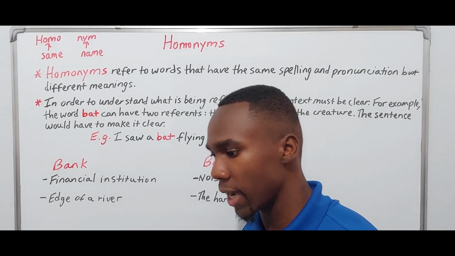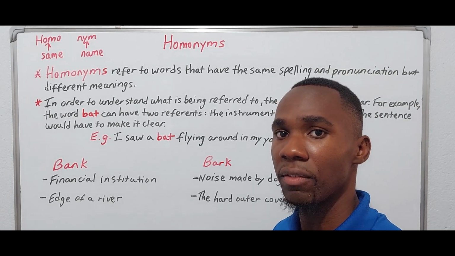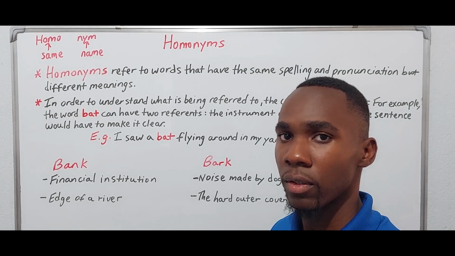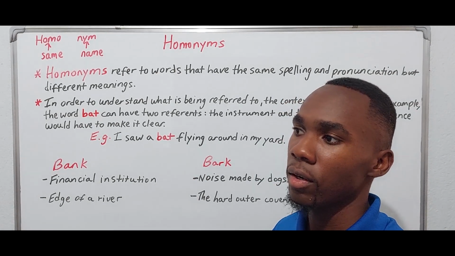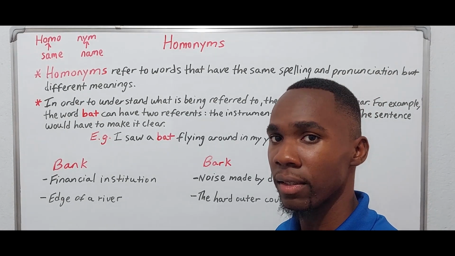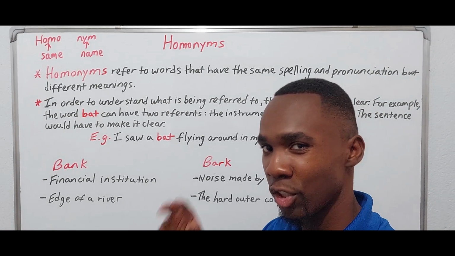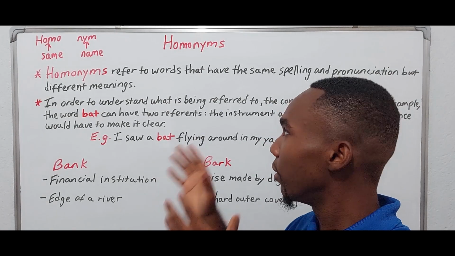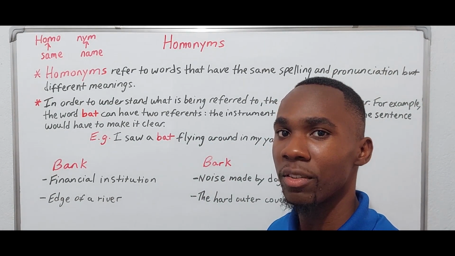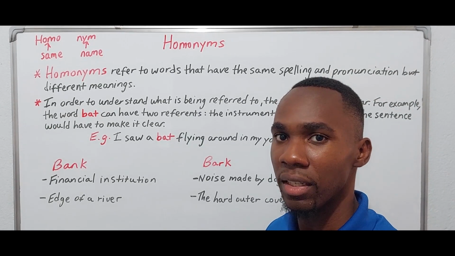Now let's do a quick recap. So homophones are going to be words that have the same sound but different spellings and meanings. Check. Homographs are going to be words that have the same spelling but different pronunciations and meanings. Check. And homonyms are going to be words that have the same spelling and pronunciation but different meanings. Check.